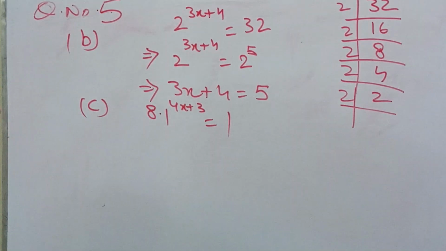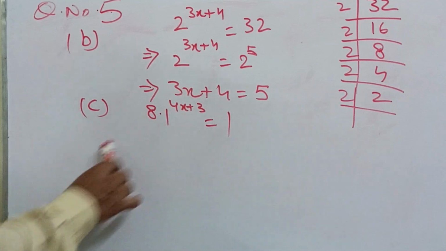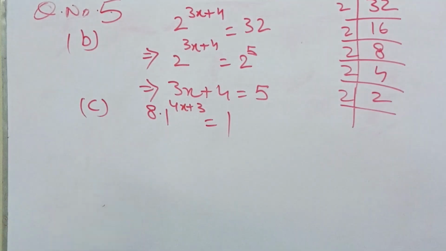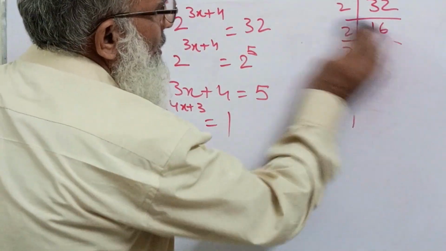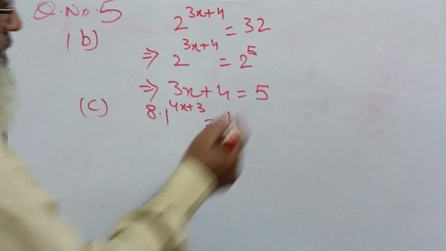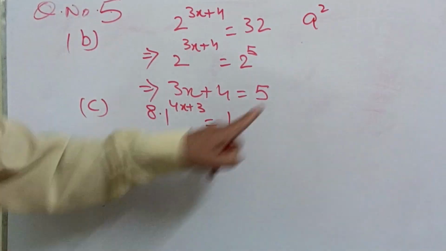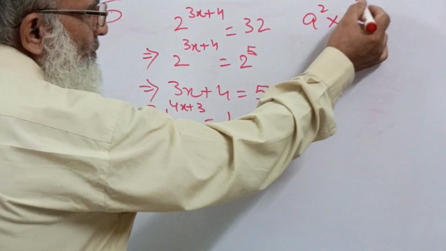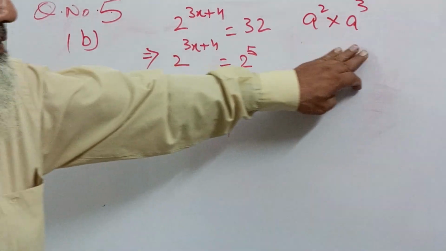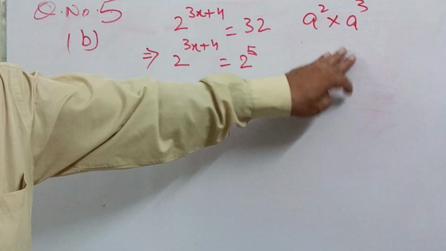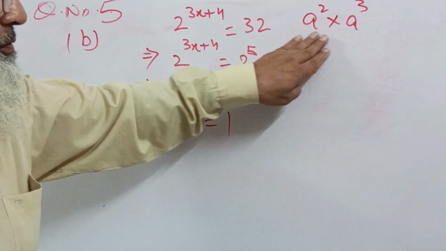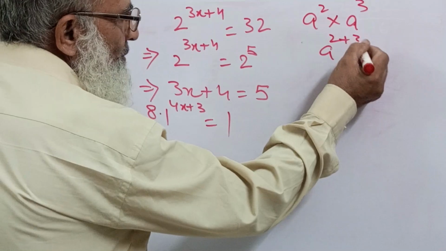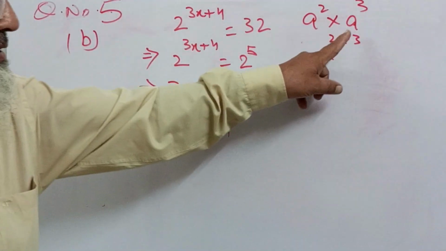I told you, when the bases are same and they are being multiplied, let me take the example first. Now you see that the bases are same: a raised to power 2 multiplied by a raised to power 3. When bases are being multiplied, the powers are automatically added together, 2 plus 3.